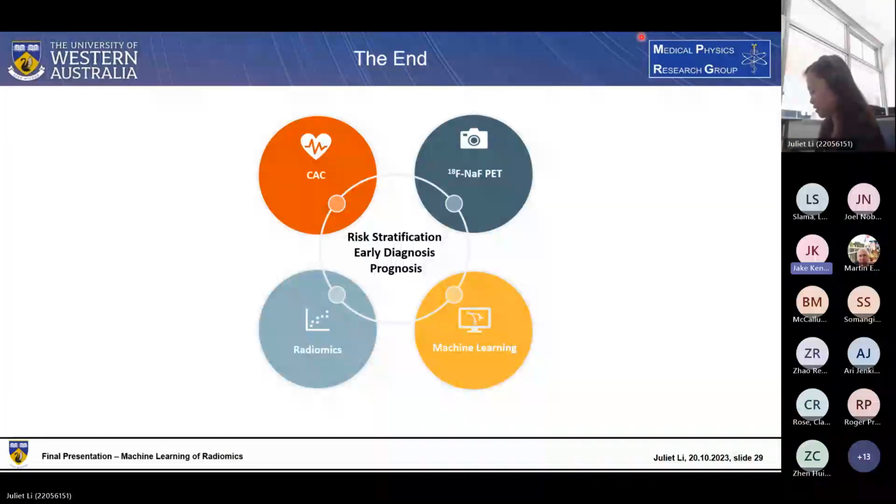Great, thanks, Juliet. I would just add that something we should also consider going forward is prospective validation. So we'd like to validate it on a prospectively acquired data set. Mubasha, did you want to jump in with your question?